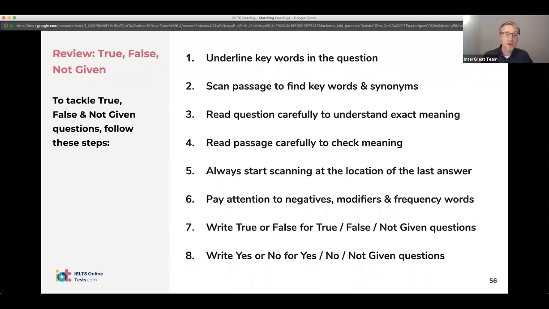Another possible reason to try the computer delivered test. You just type on the computer. If you're confident typing, that could be really helpful for you. You don't need to worry about your handwriting, but again, that'll be different for different people.